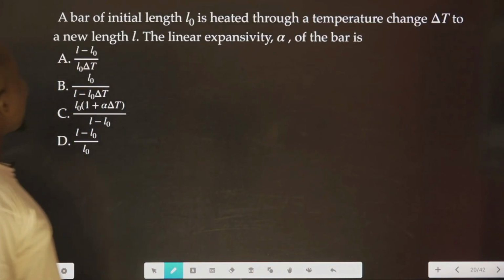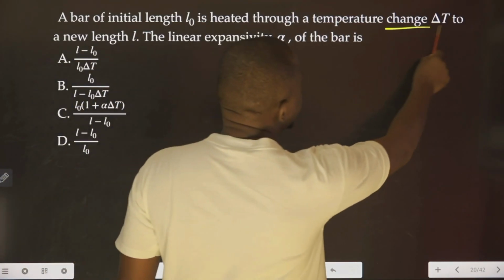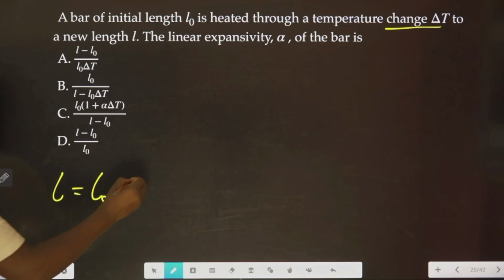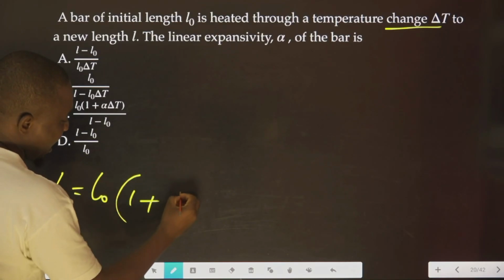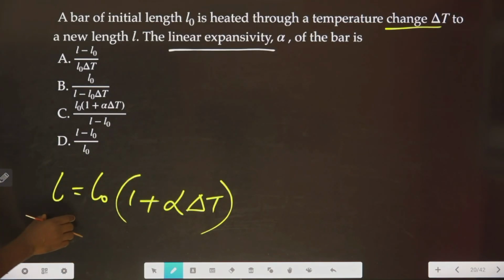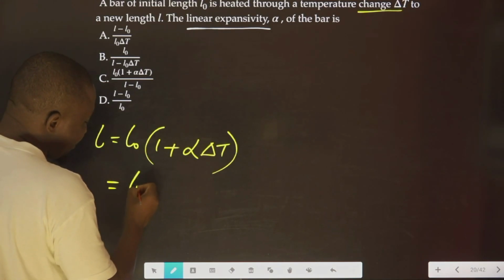Let's look at this. It says what? A bar of initial length, this is heated through a temperature change of this. Okay? To a new length of this. That is, we have a new length, that is, there's an increase in length. Okay? The linear expansivity of the bar is what? Okay? What we always do is that the new length is always equals to the old length, that is the initial length of the object, times 1 plus the expansivity multiplied by the change in temperature. Okay? So what we are looking for is what? We are looking for the linear expansivity. Simple mathematics. We expand this.